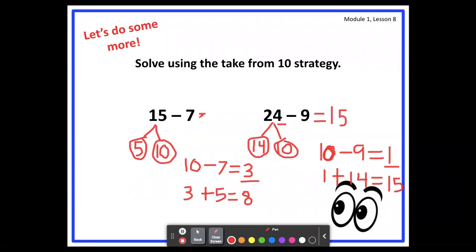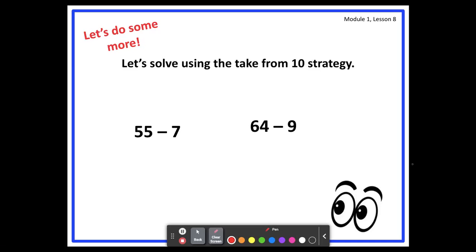15 minus 7 equals 8. Do some more and see how fast you can do it. Let's solve using the take from 10 strategy. Let's begin by solving once again 64 minus 9.